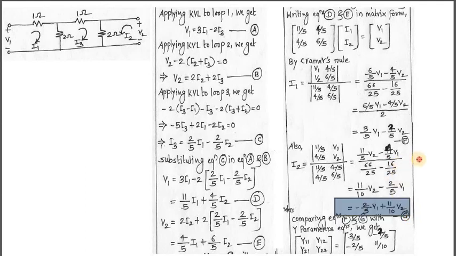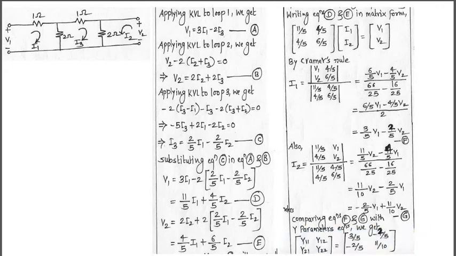And we know if I1 is given in terms of V1 and V2, then the term 3 by 5 will represent Y11 and the term minus 2 by 5 will represent Y12. Similarly, if I2 is represented in terms of V1 and V2, then minus 2 by 5 will be Y21 and 11 by 10 will be Y22. So it is how we have found out the y parameters for a given network.